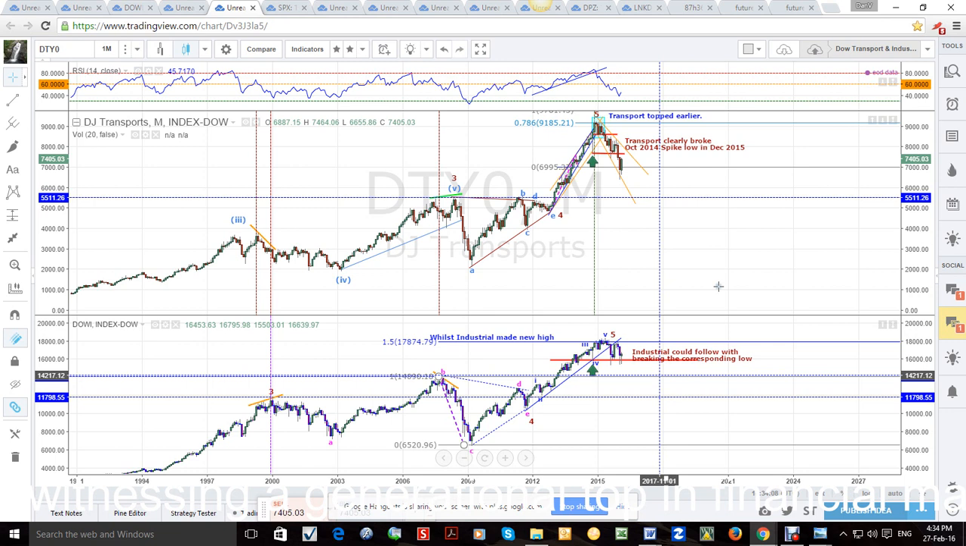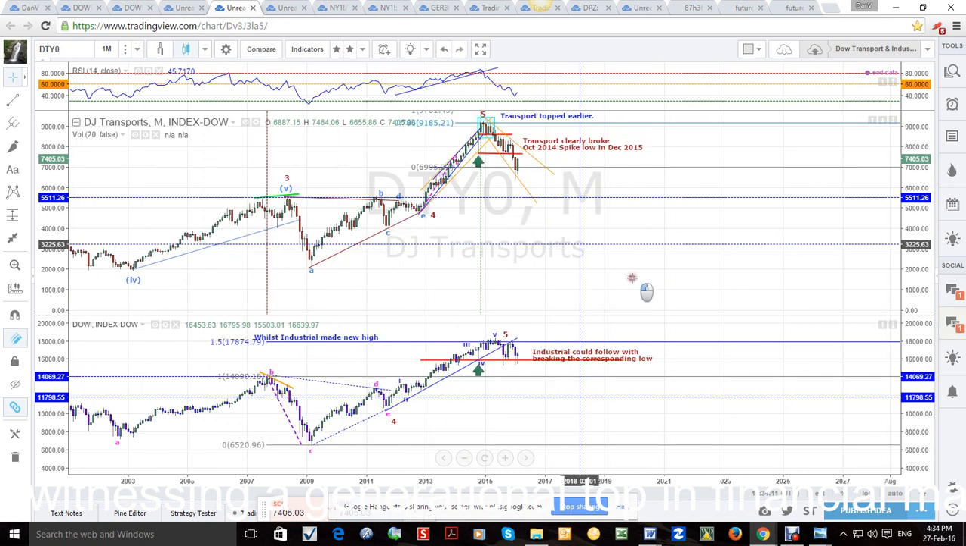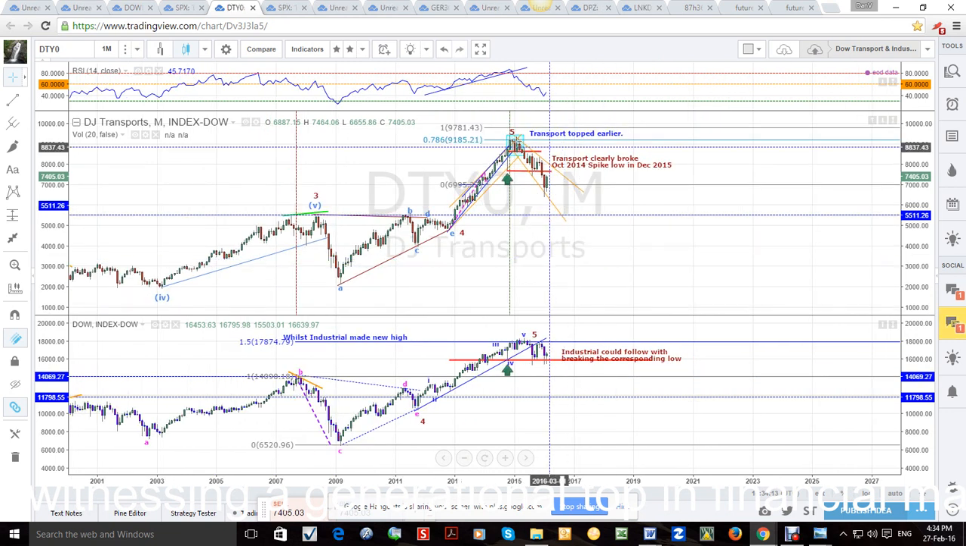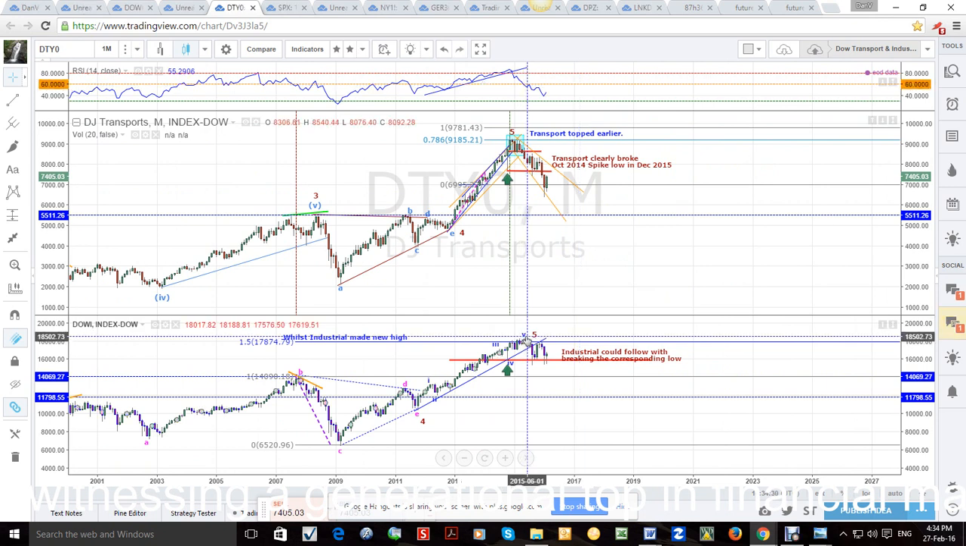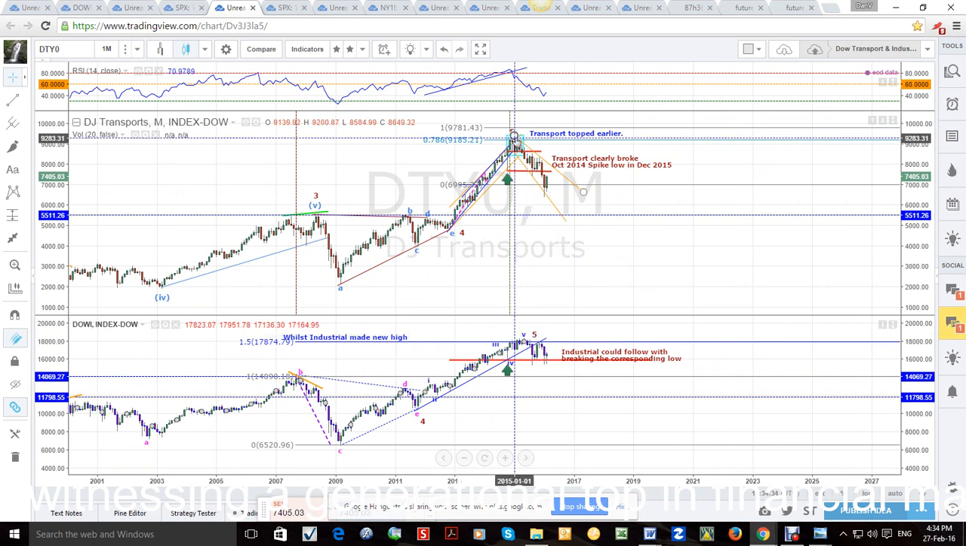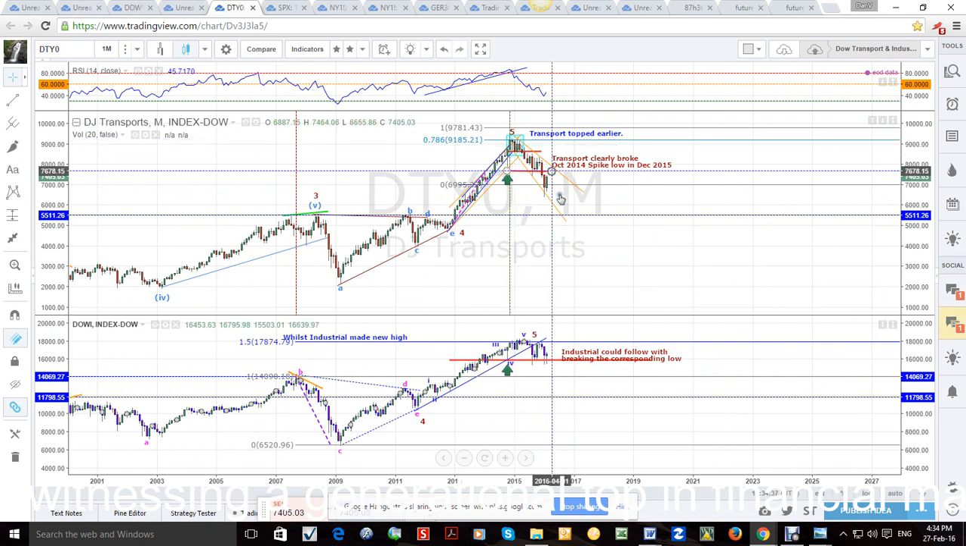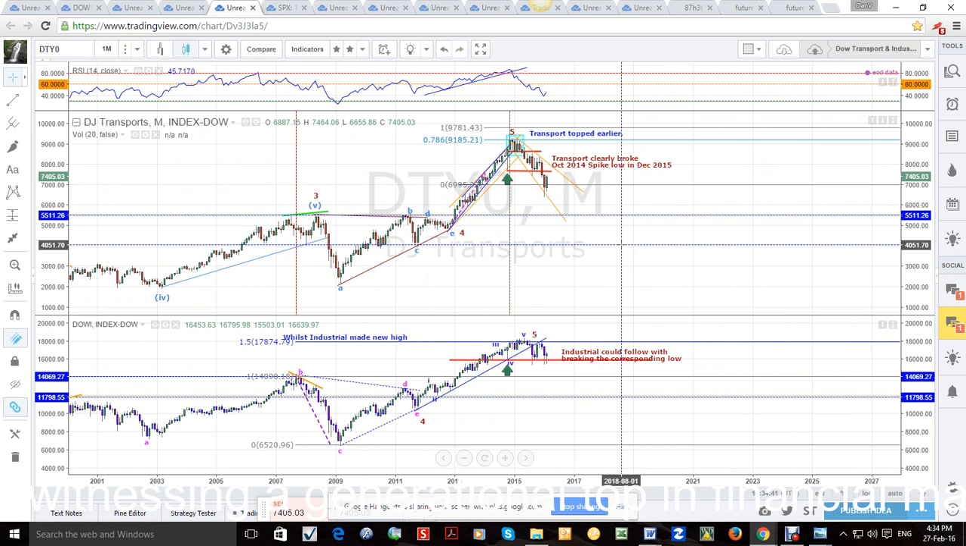So how do you apply this? What we need to do is take this as a pivot high on transport. In order for the bullish cycle to resume, both indexes now need to climb back above their respective pivot high. That means the Dow Jones needs to climb back above the high of May 2015, and the transport needs to climb back above the high it posted in 2014. So will they do that? That's a question.